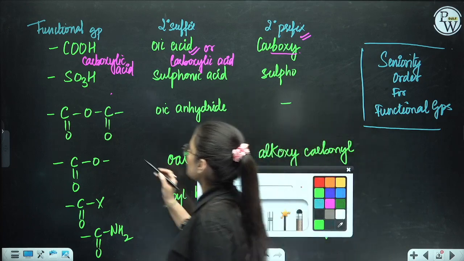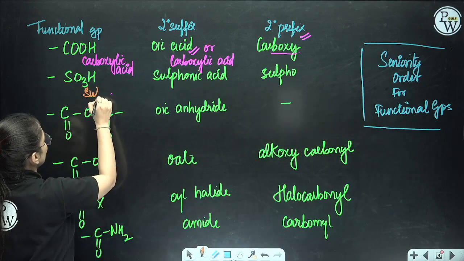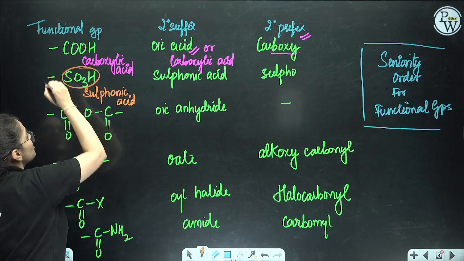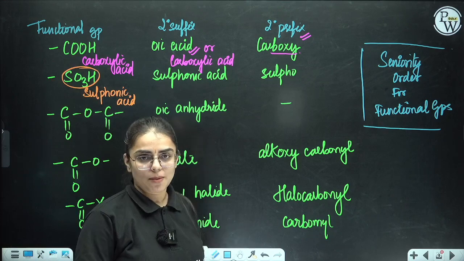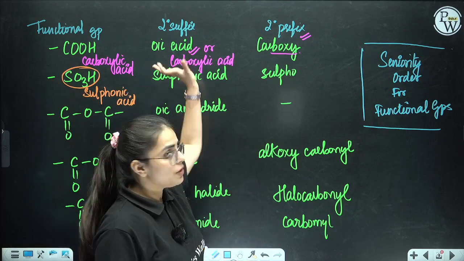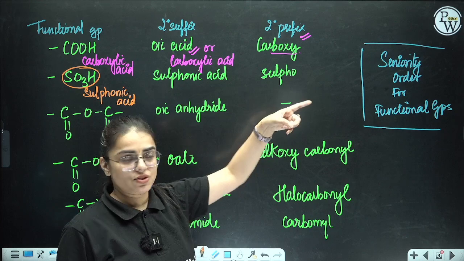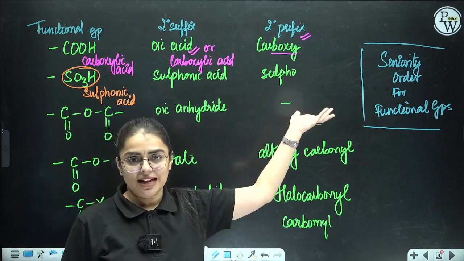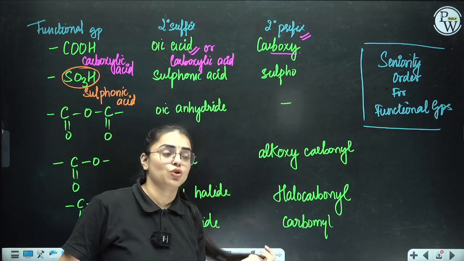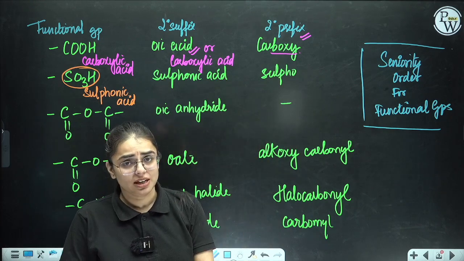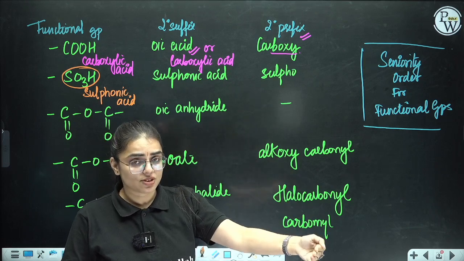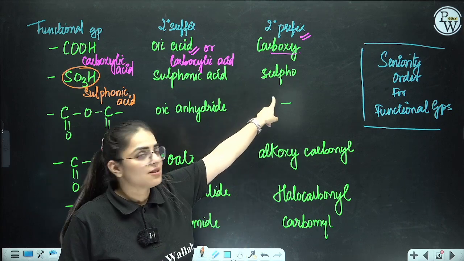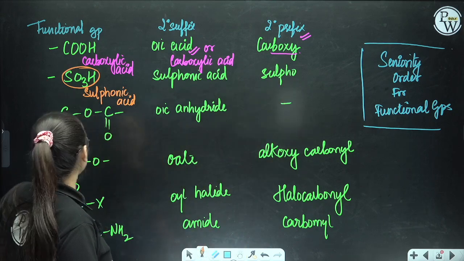Now, the next one is sulfonic acid. And for sulfonic acid, you will be observing that an SO3H group is attached to a carbon chain or a carbon atom. Now, if it is present, you have to write at the place of secondary suffix sulfonic acid. But if it is used with carboxylic acid, let's consider a compound contains both sulfonic acid and carboxylic acid. Carboxylic acid will be given the position of secondary suffix. SO3H will be given the position of secondary prefix. It will be used as sulfo. Clear? Okay. Now comes the next part.